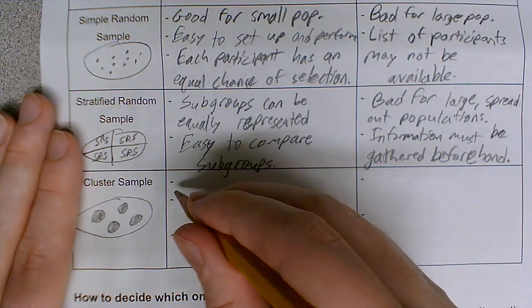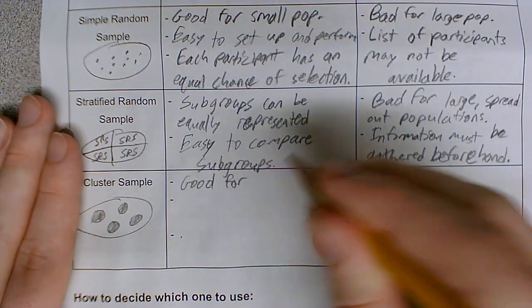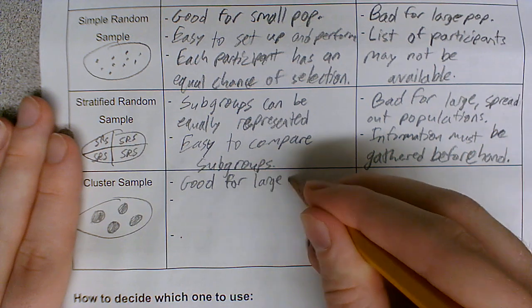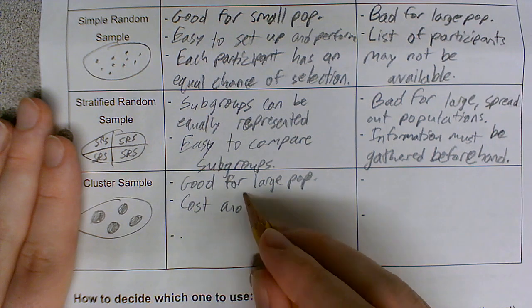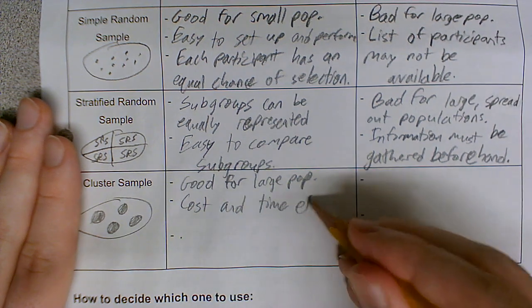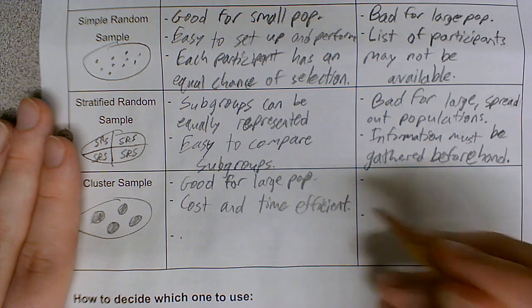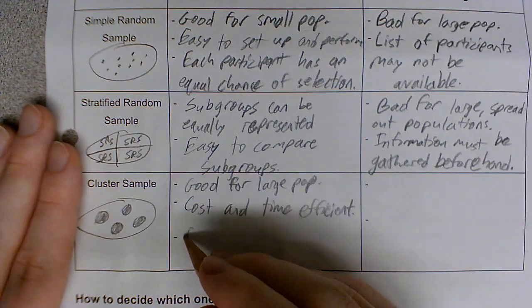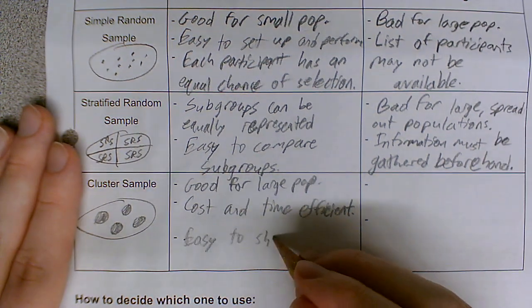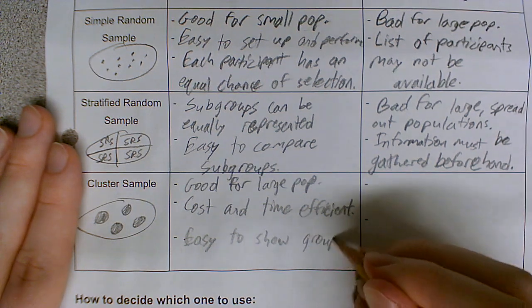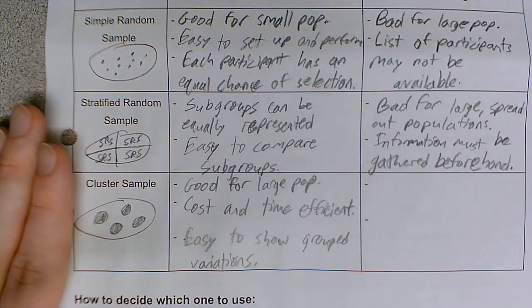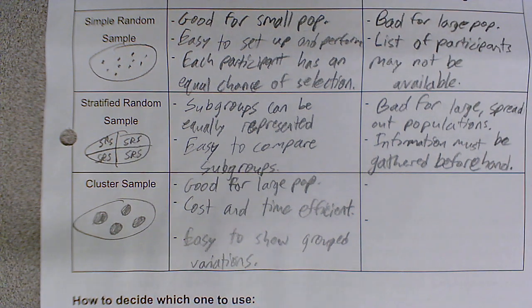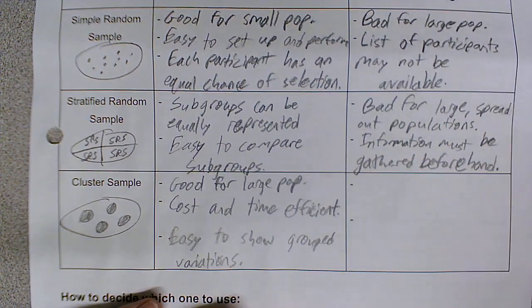Okay, so this is good for large populations. And it's cost and time efficient, meaning it saves time and it saves money. It's also easy to show what are called grouped variations. We're not going to talk about group variations for a while, but I do want to put it here so that we can refer back to it later, if we get to it. The downside about cluster sampling is something that I alluded to last video.